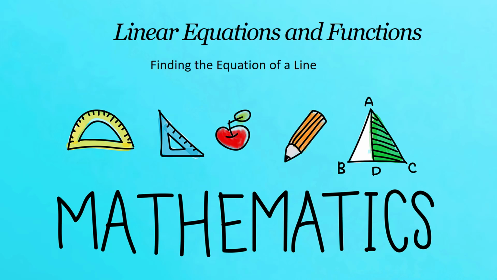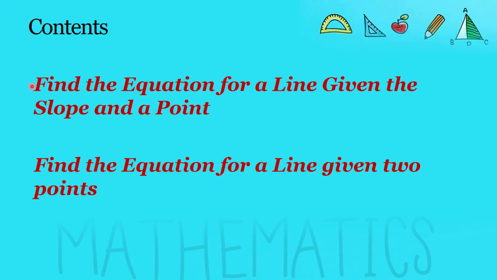Hi everybody, this video covers section 4.4a, finding equations of a line. In this video we're going to talk about how to find the equation for a line when you are given a slope and a point that the line goes through. We're also going to learn how to find the equation for a line given 2 points that are on that line. Because of course if you have 2 points, then you have everything you need to define the line.